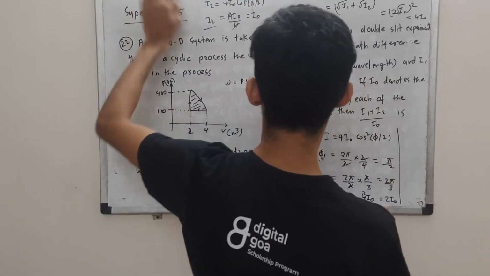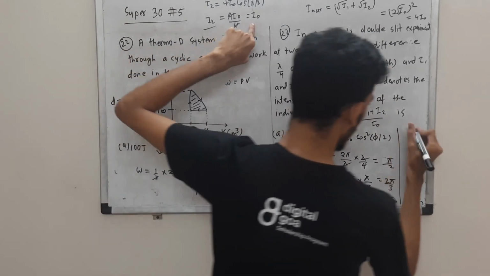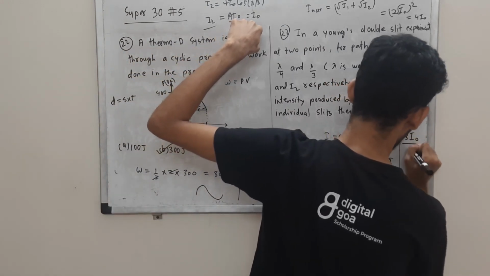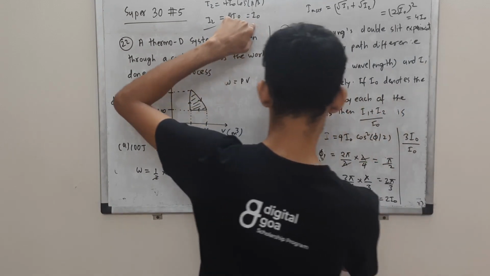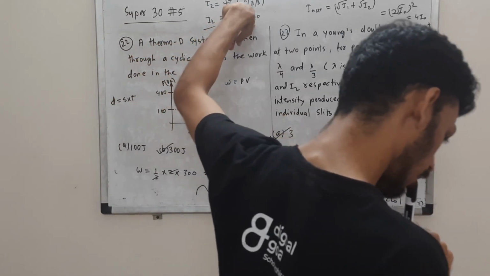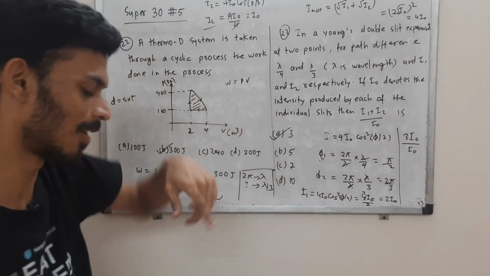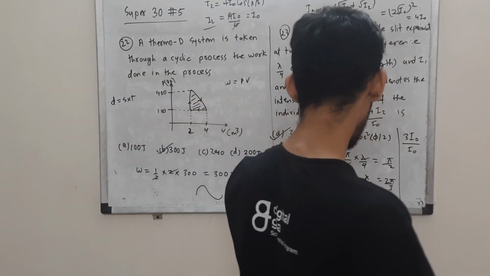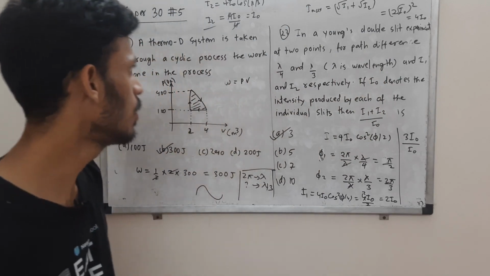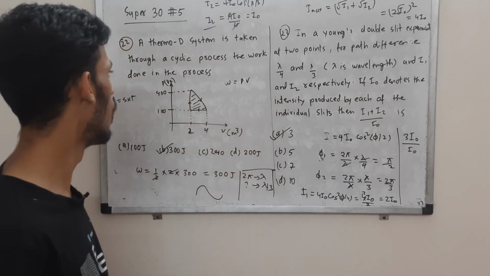So I1 plus I2, so 3 I naught by I naught, which is 3. Let me confirm that. Is it 3? Yeah, it is 3. I've not marked it on the answer as well, but I think it is 3. So that is your answer. Over to the next question.